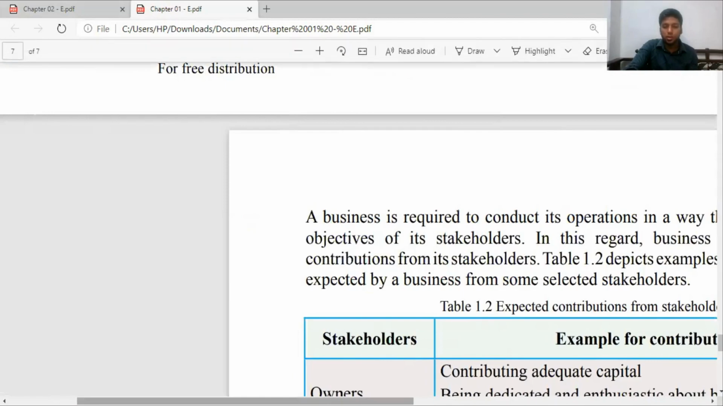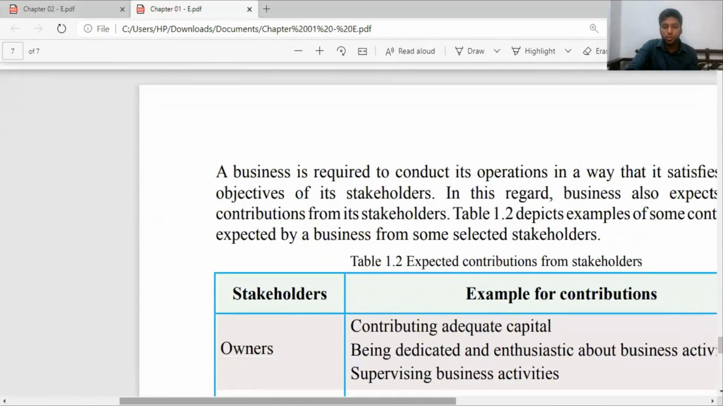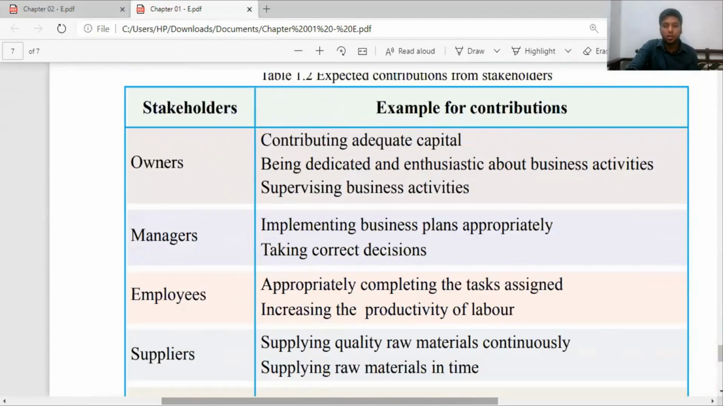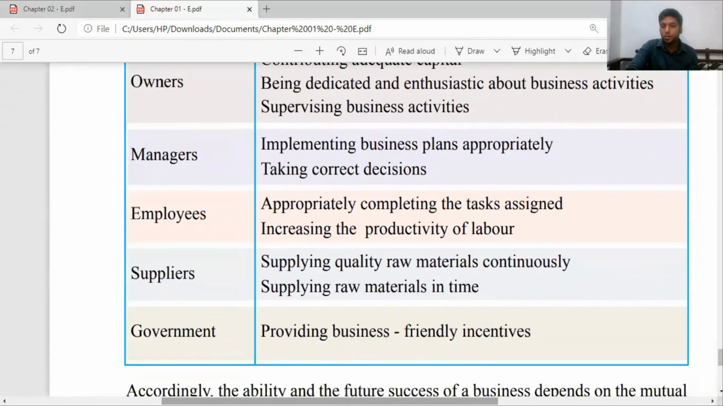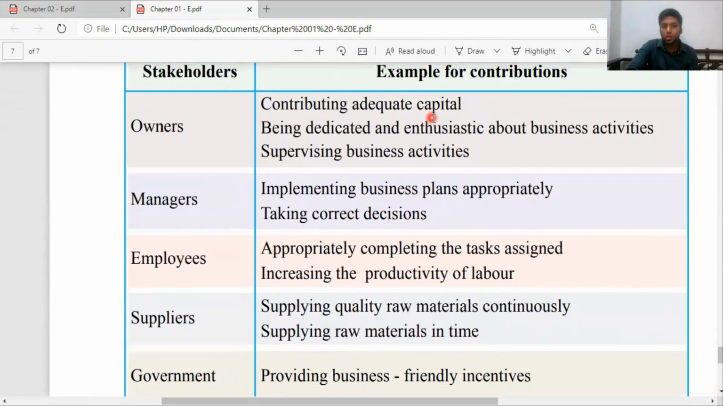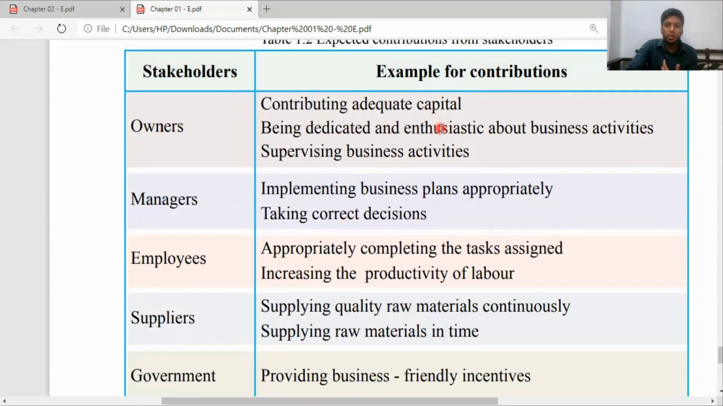So they're given. Why do they contribute? What are the reasons? What do they expect to contribute in a business? So owners contribute capital. They're dedicated, enthusiastic. They're very happy and very energetic about business activities. They are the people who support. So these are the things they do.